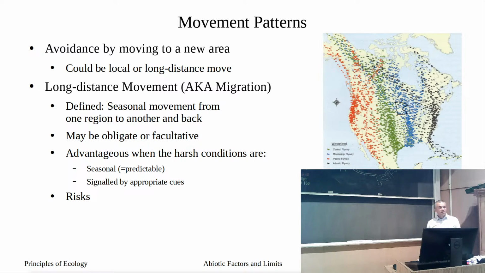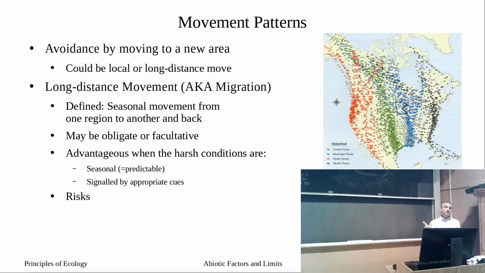So why migrate? Well, again, we have to think back to the harsh conditions and the advantage of moving. So when is it advantageous to develop migration? Well, one is if our harsh conditions are predictable. All right, and I put seasonal here because it's going to happen every year. Since it's happening every year, our organism could develop sensory mechanisms that tell them, hey, seasons are changing, winter is approaching, time to start moving. So as long as it's predictable and it happens every year, migration could be advantageous.